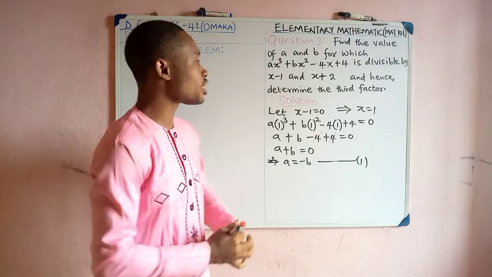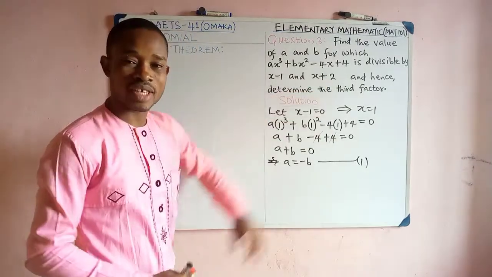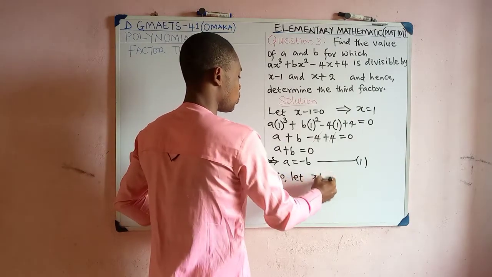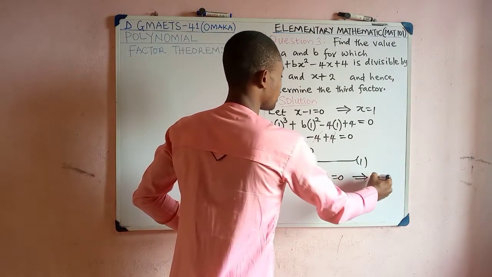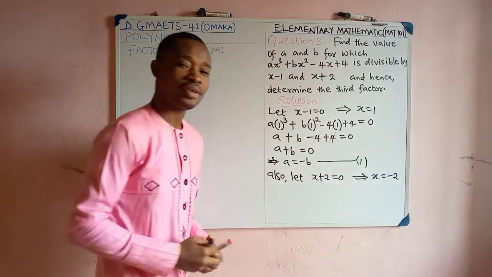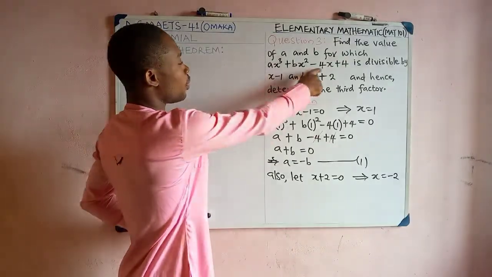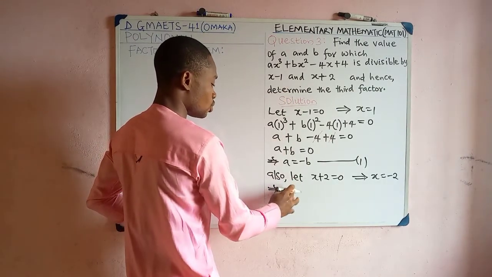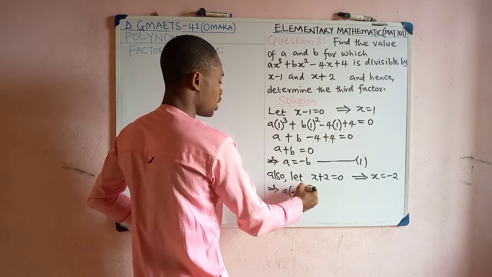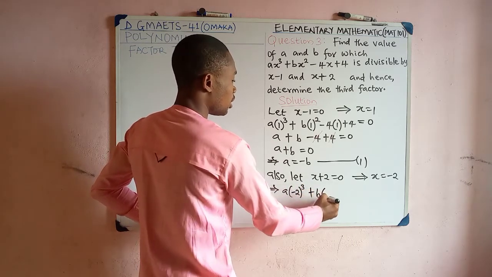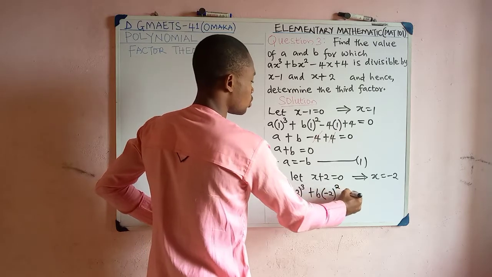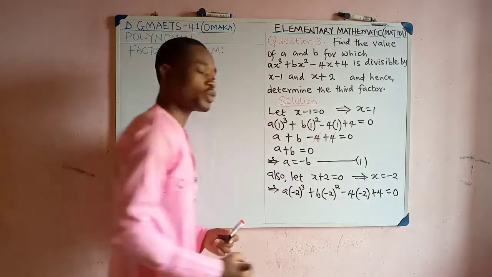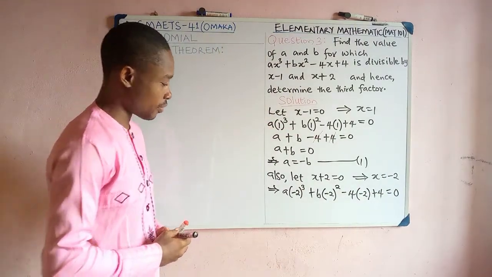Then proceed to see how we can use this second divisor to obtain equation 2. I'll write also, let x + 2 be equal to 0, which implies that x is -2. You substitute that into the polynomial, so we're going to get a times -2 raised to the power 3, and then plus b times -2 raised to the power 2, minus 4 times -2, then plus 4. Once again, according to the factor theorem, the remainder expected will be 0.